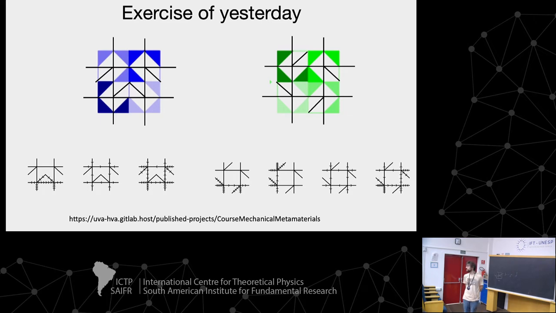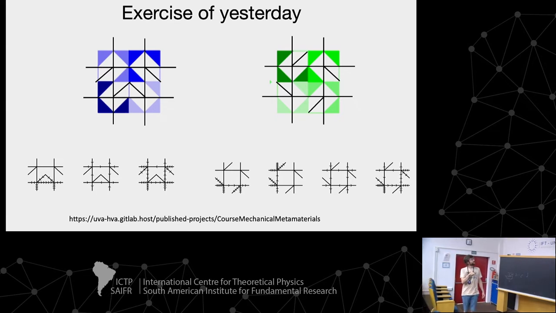So I'm just starting with the answers to the exercise I left you with yesterday. I also posted the results on the GitLab, where all the codes are. And so this is the answer of the metadoku, essentially. So this one had three modes, and this one had four. And you can find four distinct combinations of arrows, spins.